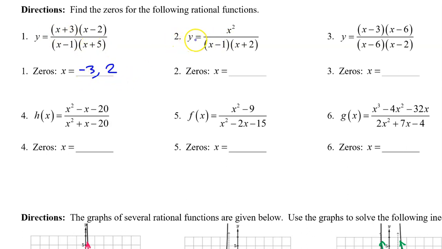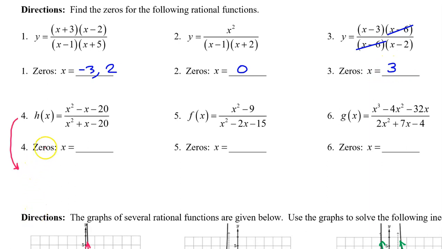Looking at problem number 2, nothing is going to cancel out, so the zeros will be where the numerator is equal to 0, and that is simply 0. Be careful on number 3. We will only have one 0. We won't have +3 and +6 because the factor of x minus 6 cancels out. In a later video, we will learn that this is where we have a hole in the function at x equals 6. So the only 0 is at x equals 3.